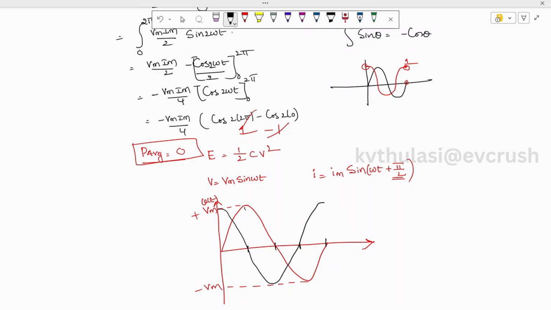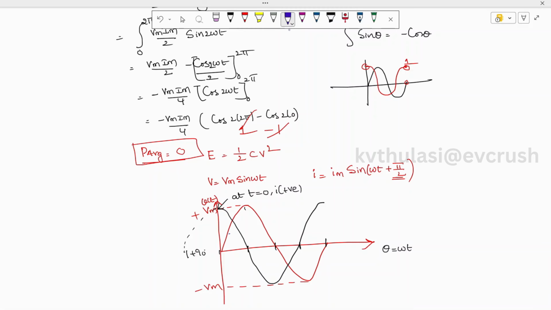So at t equal to 0, and the x-axis you are having the angle theta or omega t. At t equal to 0, the magnitude of I is positive, therefore here you are getting the phase angle of plus 90. So when you draw it back, you are going to have a phase angle of 90. So now let's try to draw the power graphs.